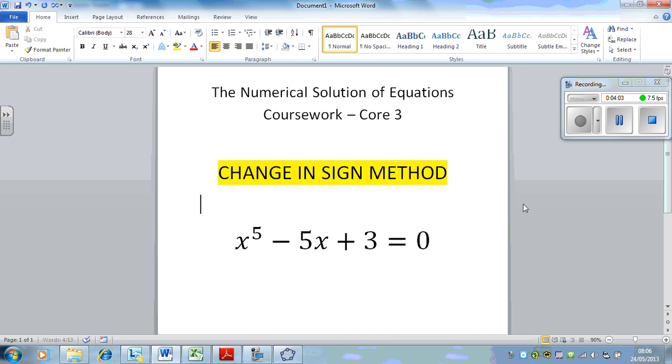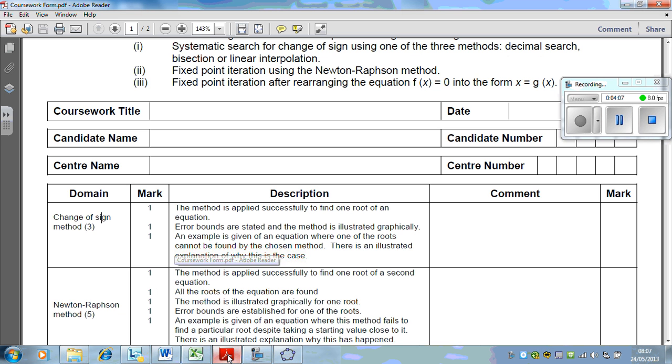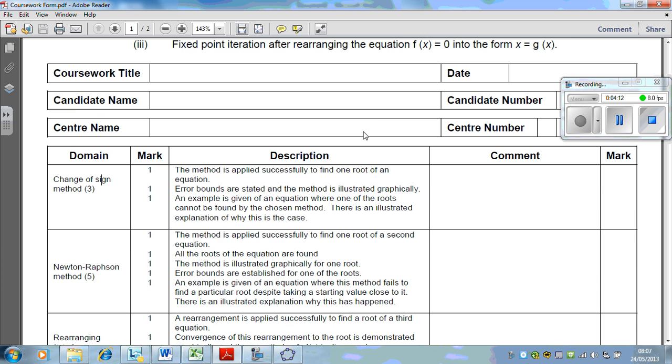And what I want to do is to show you the coursework criteria for this change in sign method. This is the coursework criteria sheet, which you'll all be marked on. The first domain for 3 marks is the change of sign method. We're going to use the change of sign method to solve this equation. Now, for 1 mark, the method is applied successfully to find one root of an equation. Let's see how you'd get that mark then.